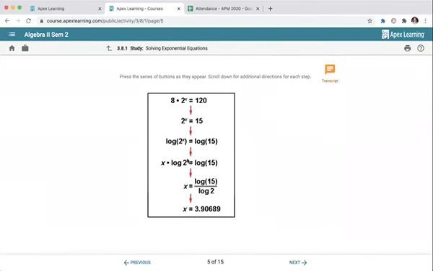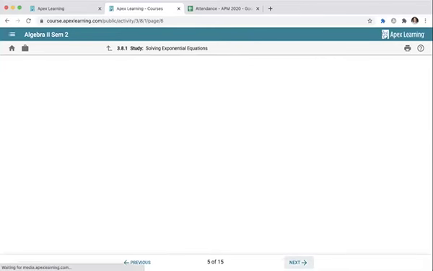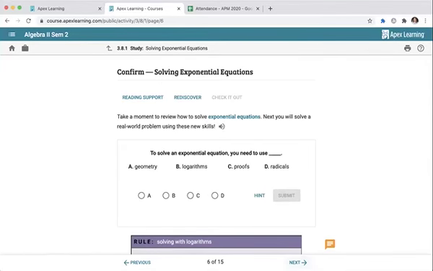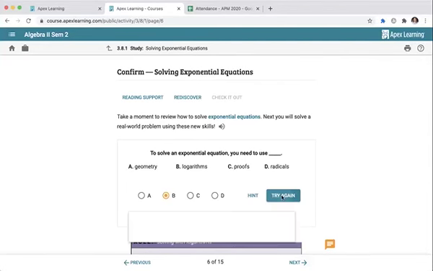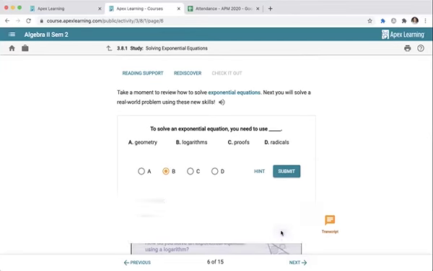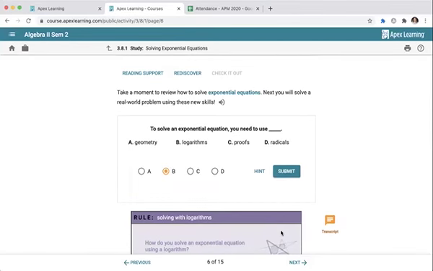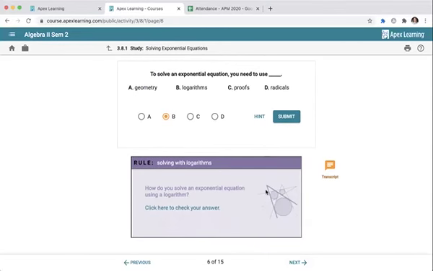Again, the trick was to get rid of that constant or coefficient out in front so that we could just isolate our exponent. So in order to solve exponential equations, you need to use logarithms, and that's because they undo each other. That's going to be super important here.